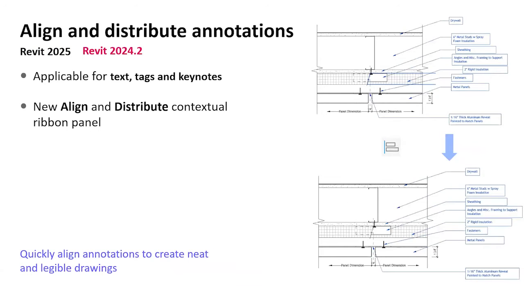In point 2, we saw the first access to alignment of tags and keynotes. So text, tags, and keynotes are all able to be easily aligned to the left or to the right, justification, and also distribution. So we were able to equally distribute tags and keynotes in 24.2.